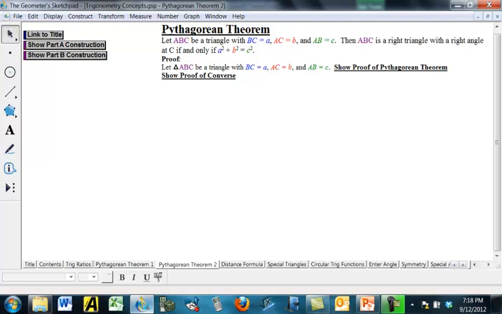About 900 BCE, so a very old theorem. And there are many, many different proofs of this theorem. And I'm going to show you one proof that I like.